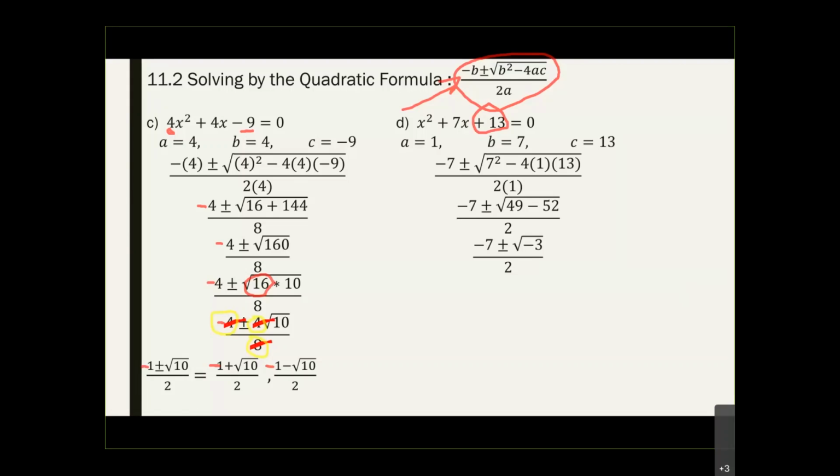Looking at this, -3 does not have any perfect square, but, ladies and gentlemen, because of the negative inside a square root, what happens? Remember, if there's a square root of a negative number, you have to extract out an i. There's no perfect square, but you have to simplify this by taking out an i. Looking at this, this is your answer, ladies and gentlemen.